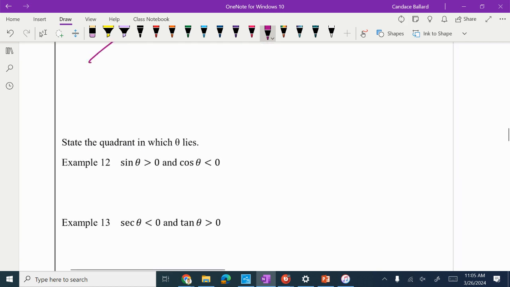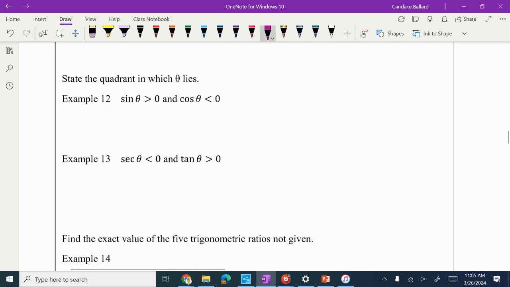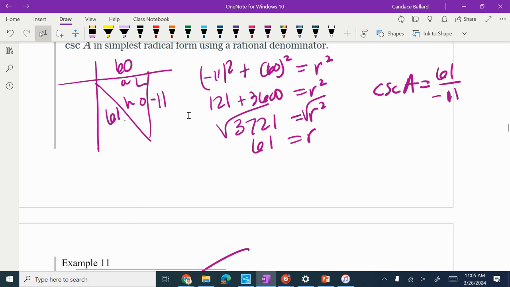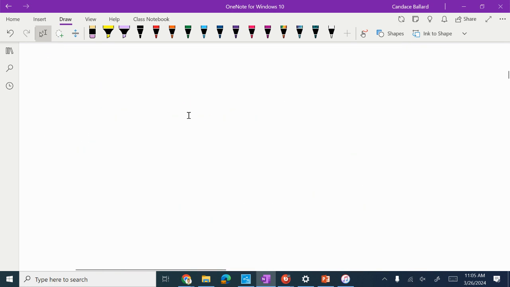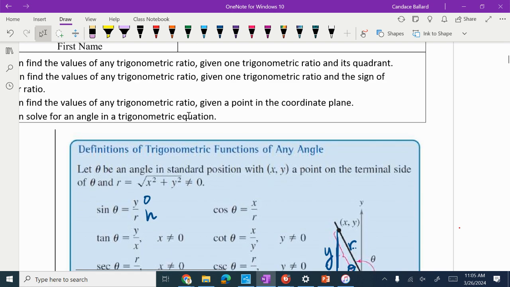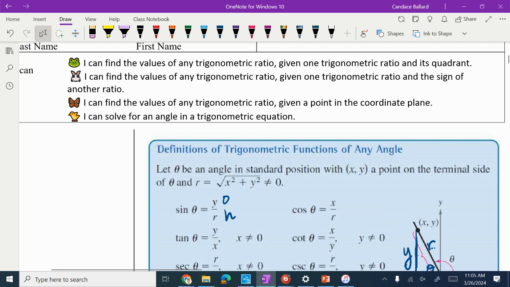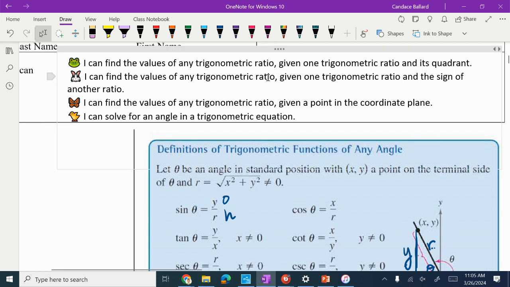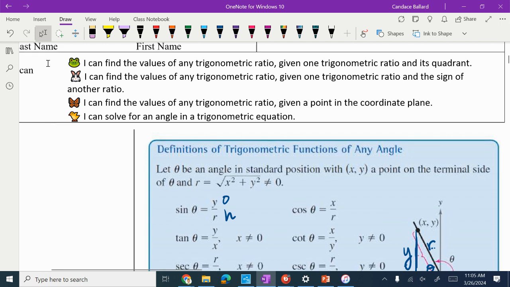Okay. All right. So we're going to switch gears just a little bit. As far as the Delta Math that was already assigned yesterday, you should now be able to do all of that, because those were the previous examples. These ones are starting to get into the territory of this third I can statement: we're going to find any values of trig ratios given one trig ratio and the sign of another.